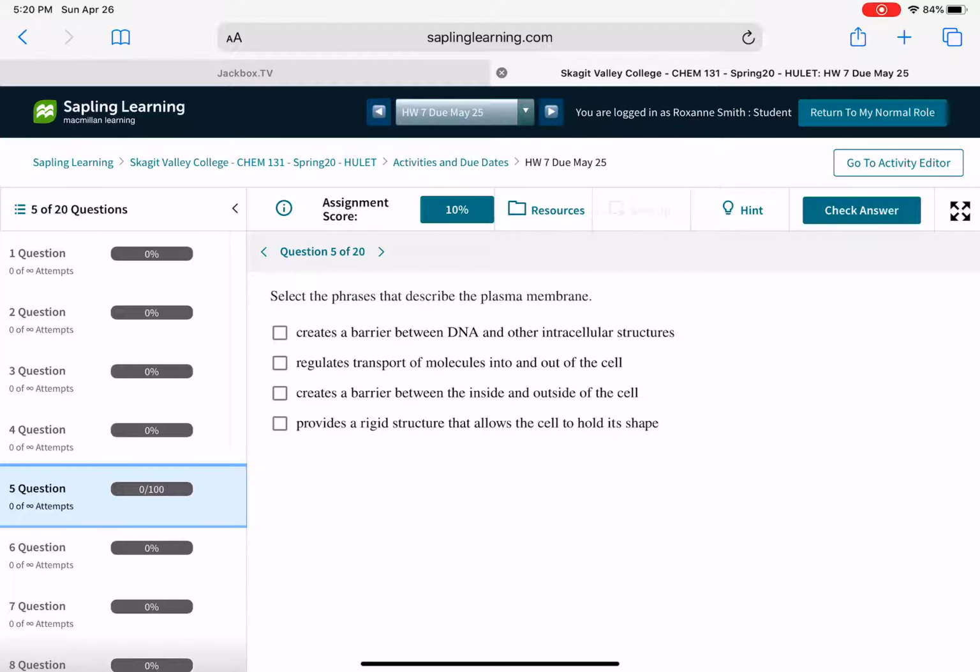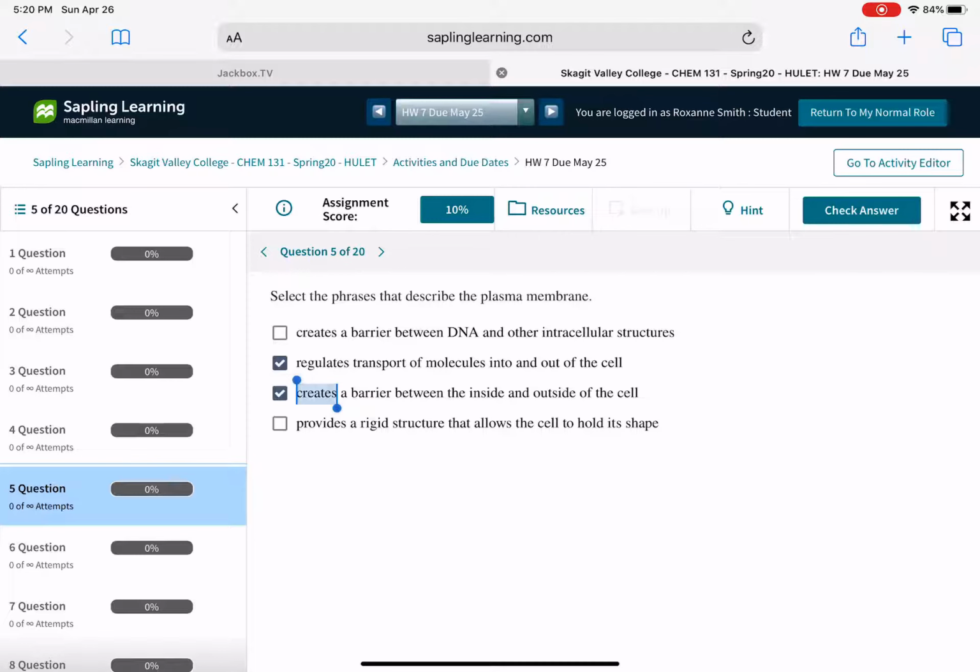Select the phrases that describe the plasma membrane. This plasma membrane is just another way of saying cell membrane. So what kind of things does the cell membrane do? Clearly it creates a barrier. Is it rigid, as in stiff, like bony? Let's think about the squiggly, gooey ooiness of phospholipids and all of their little wiggly tails. Do things move through the phospholipids to get in and out of the cell?